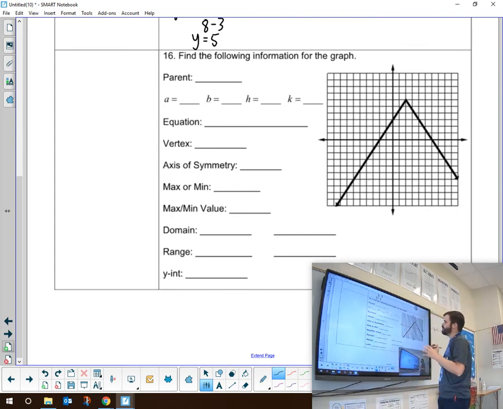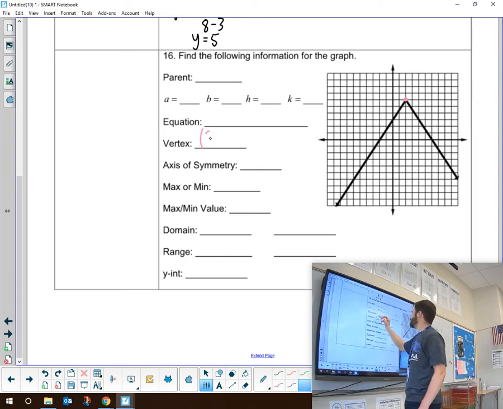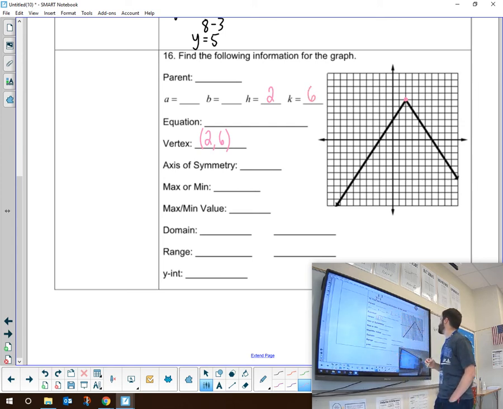Okay, so now let's move on from this and take a look at if my graph is already given to me, and we're just going to interpret this. So we're going to start off by looking at my vertex. My vertex is over 1, 2 and up 1, 2, 3, 4, 5, 6. So we're going to have a vertex at 2, 6. That means my h is going to be 2, and my k is going to be 6.